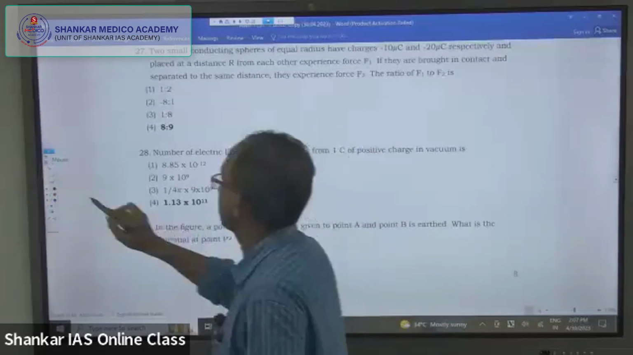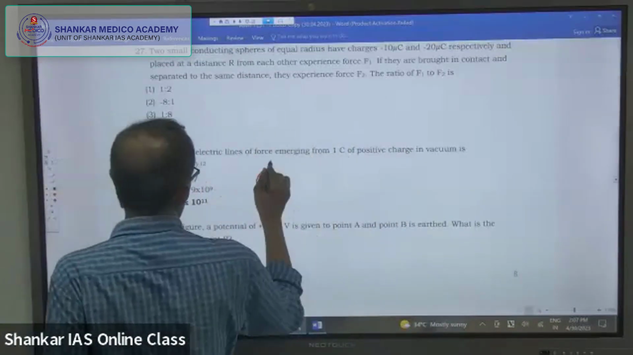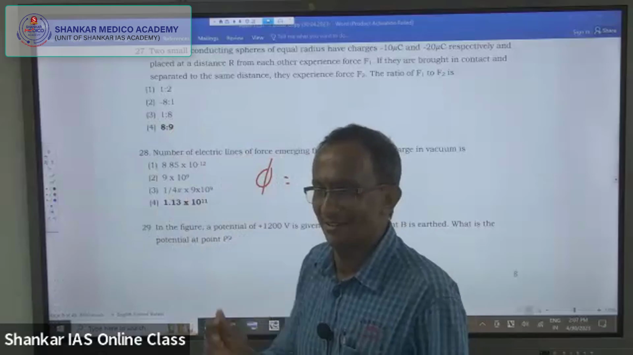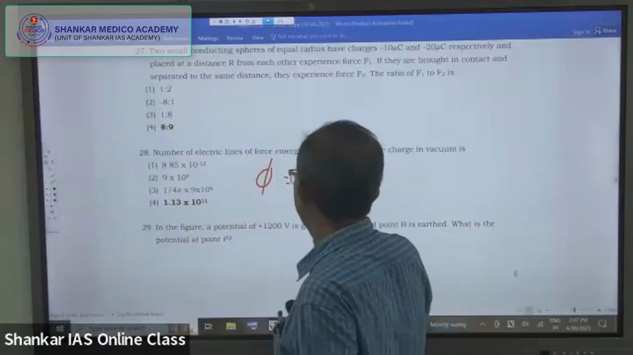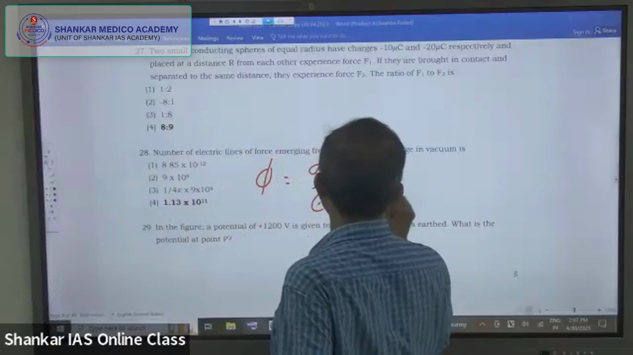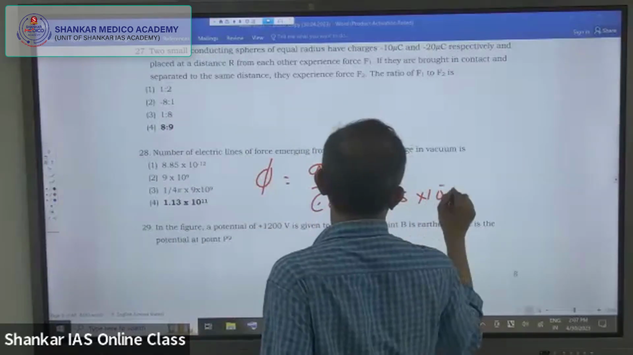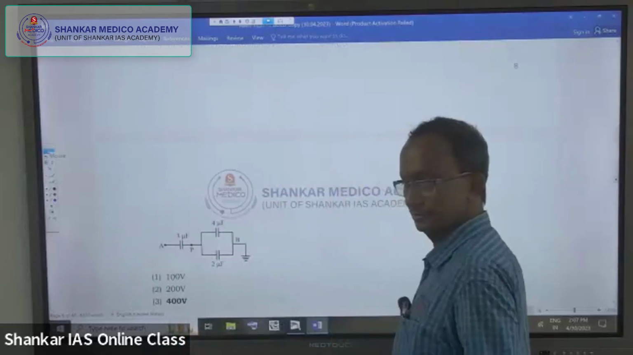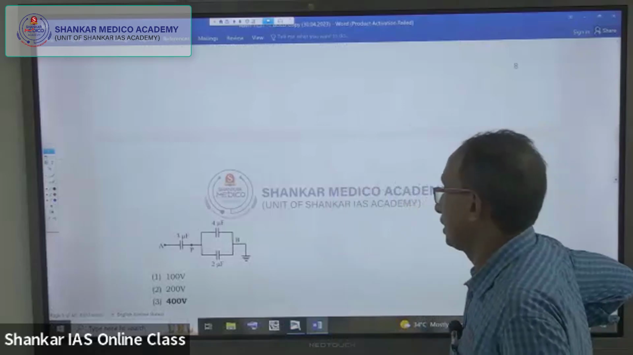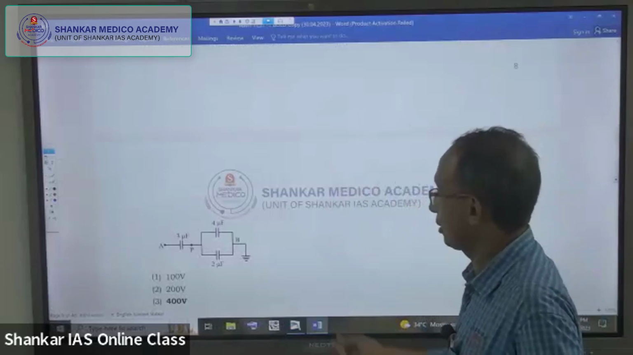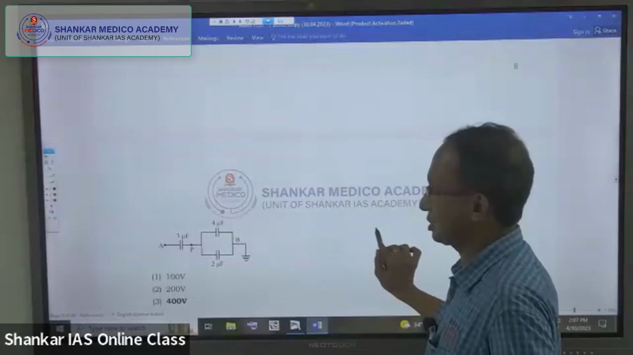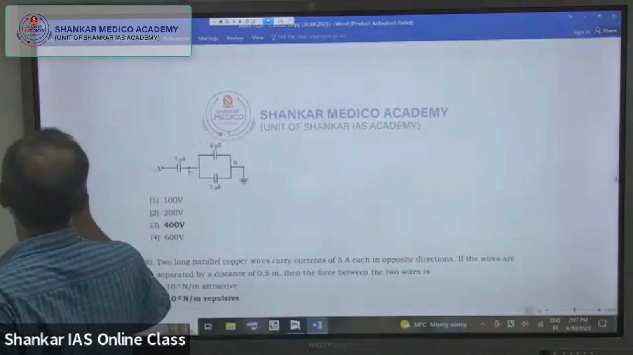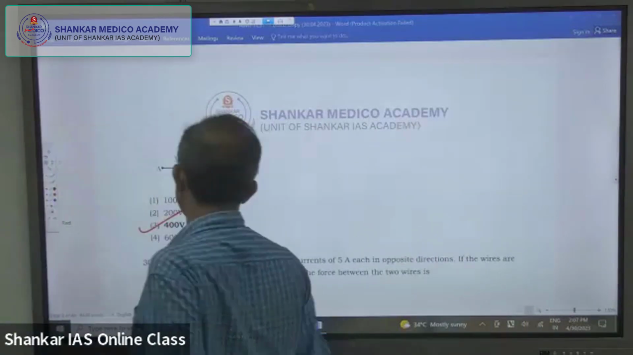Phi equals Q by epsilon naught, 1 by 8.85 into 10 raised to minus 12. Here the net capacitance is to be found out. Then 1200 minus 400 will come. Minus 800 will come. Answer is 400 volt.